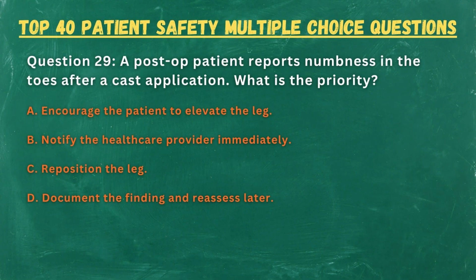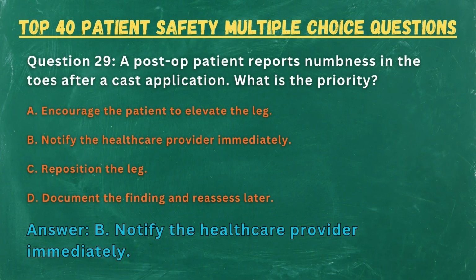Question 29. A post-op patient reports numbness in the toes after a cast application. What is the priority? A. Encourage the patient to elevate the leg. B. Notify the healthcare provider immediately. C. Reposition the leg. D. Document the finding and reassess later. Answer: B. Notify the healthcare provider immediately.